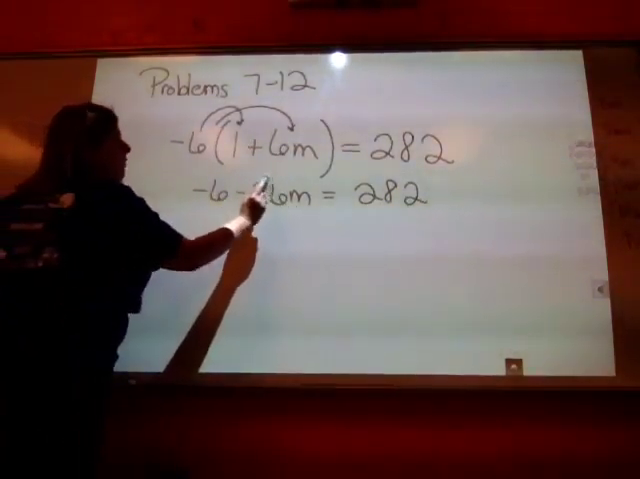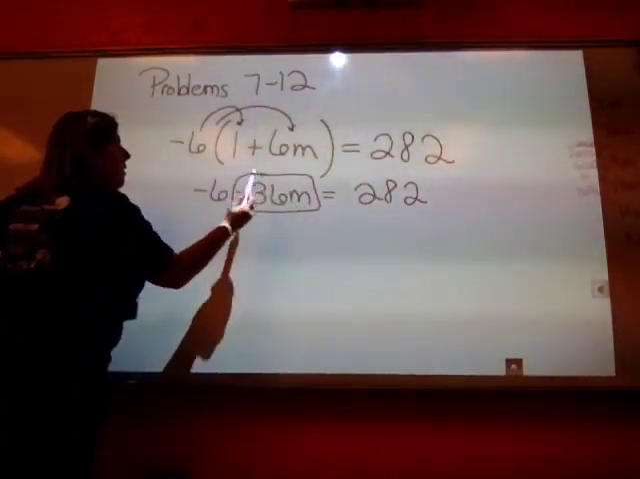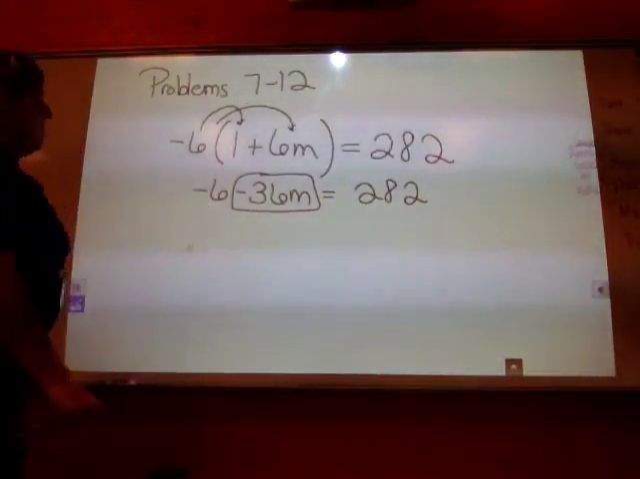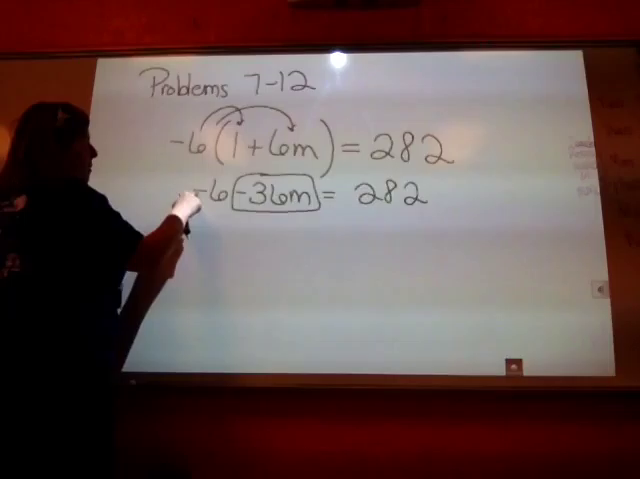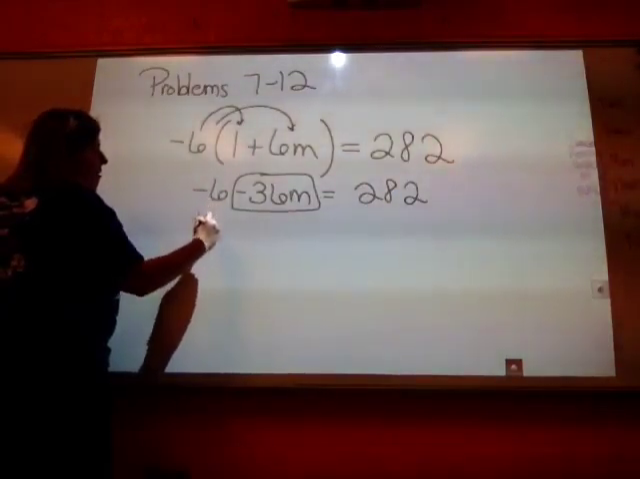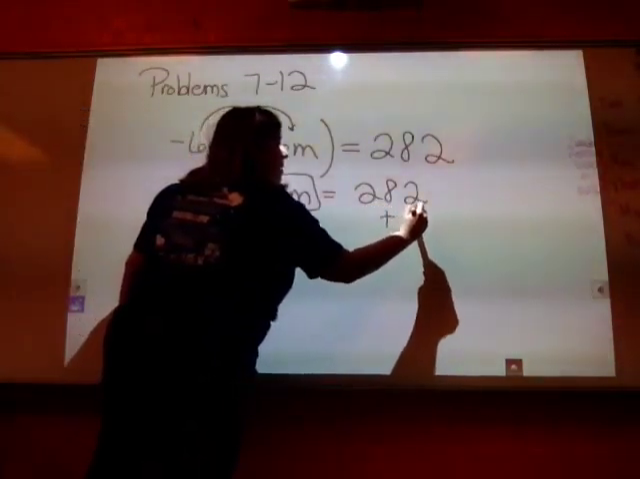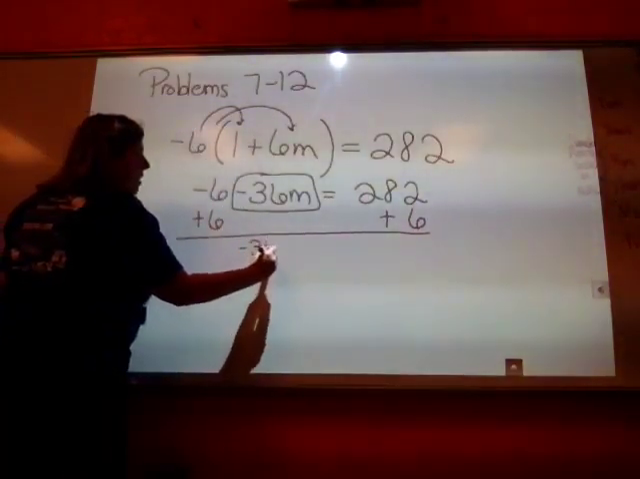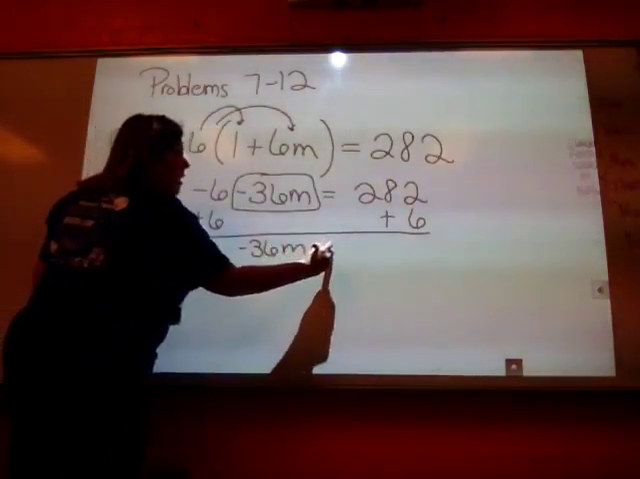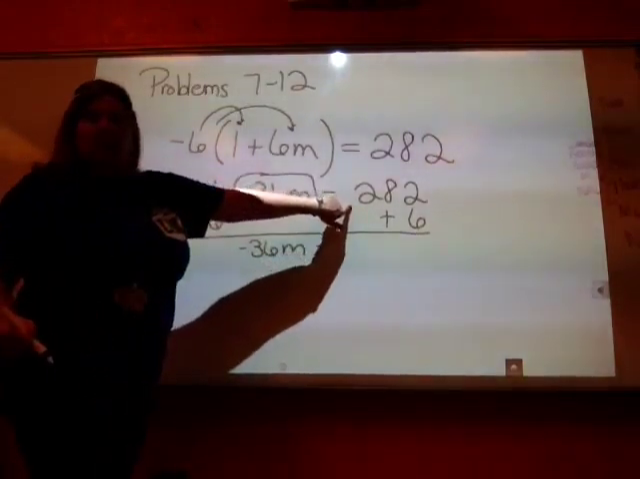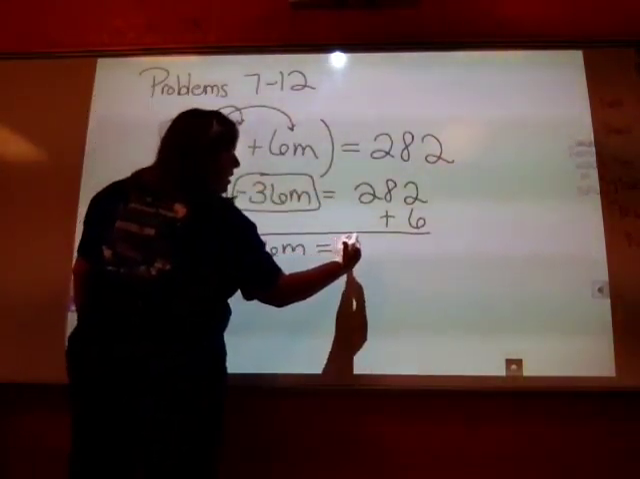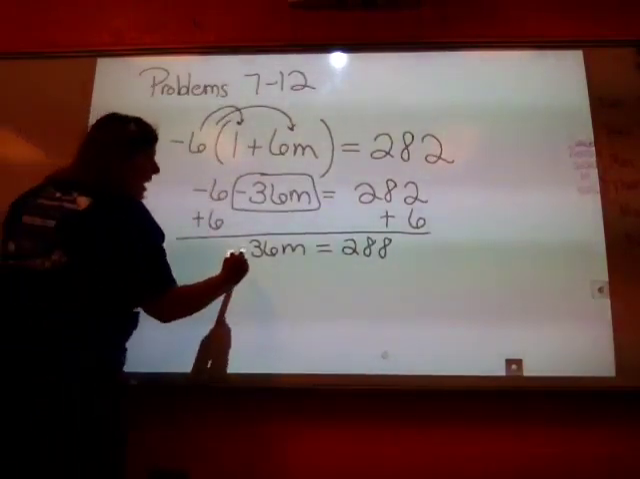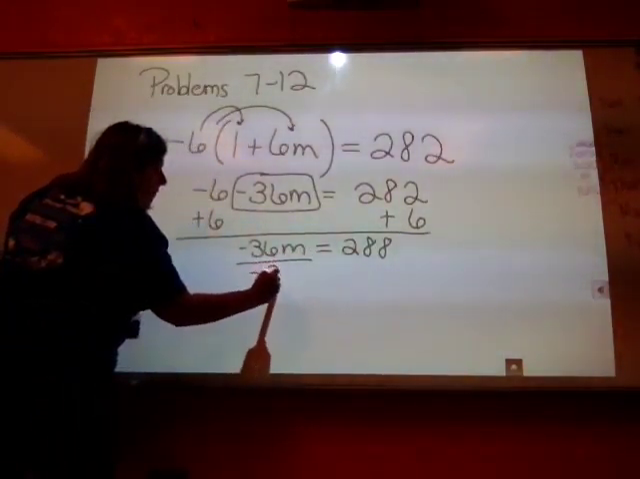Now you're going to solve for m, so here's my m. That means you need to get rid of the negative 6. Use your inverse operations. The inverse operation of negative 6 is plus 6. So I'm going to add 6 to both sides. I'm going to get a negative 36m is equal to 282 plus 6 gives me 288. I then am left with dividing by negative 36.